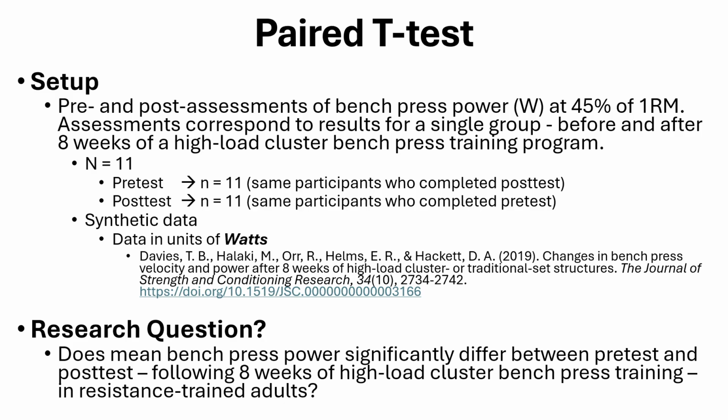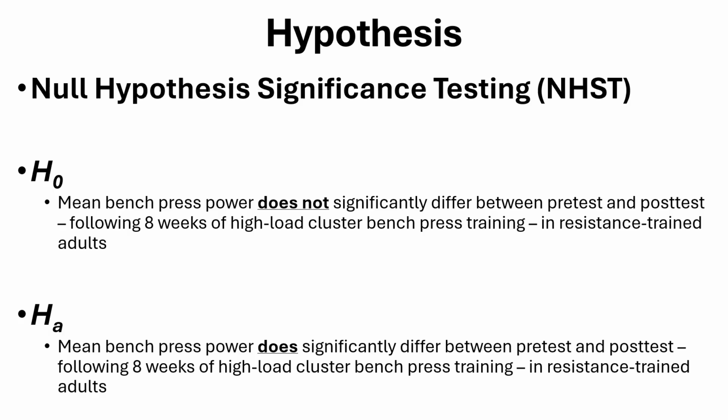Cited here. In this case, our research question asks whether mean bench press power significantly differs between pre-test and post-test following 8 weeks of high-load cluster bench press training in resistance-trained adults. Within a null hypothesis significance testing framework, our null hypothesis is that mean bench press power does not significantly differ between pre-test and post-test following 8 weeks of high-load cluster bench press training in resistance-trained adults. Our alternative hypothesis is that mean bench press power does significantly differ between pre-test and post-test following 8 weeks of high-load cluster bench press training in resistance-trained adults.